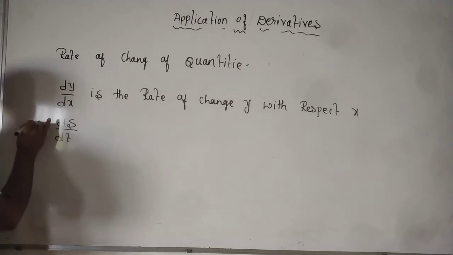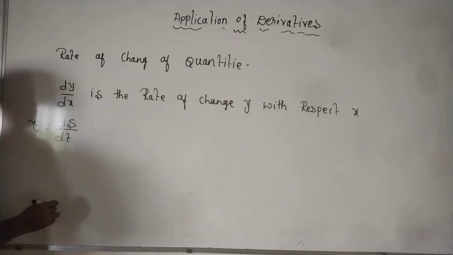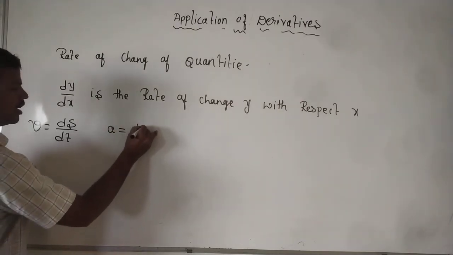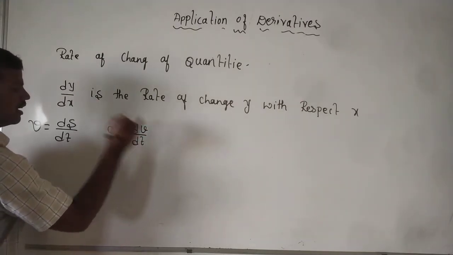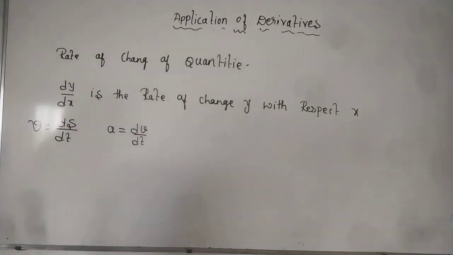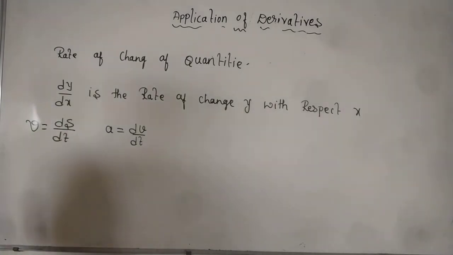We indicate it as v. The rate of change of velocity, dv by dt, which we call it as an acceleration. So next, mainly these formulas are needed.